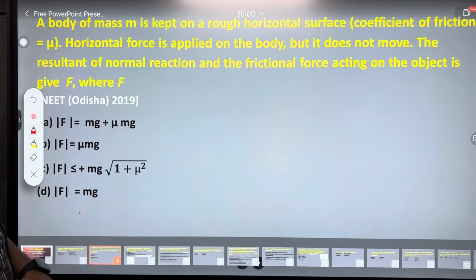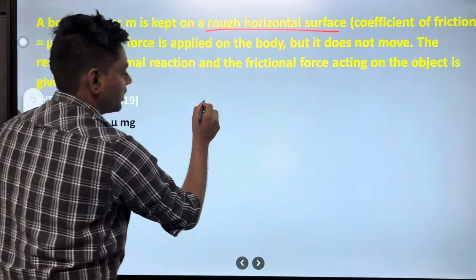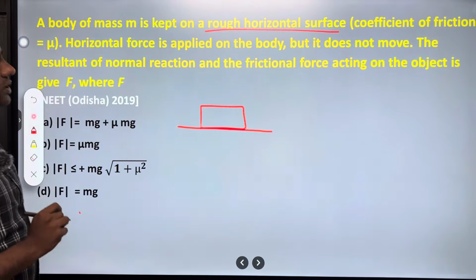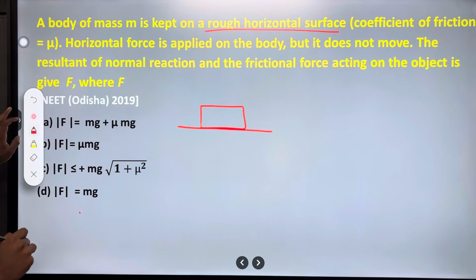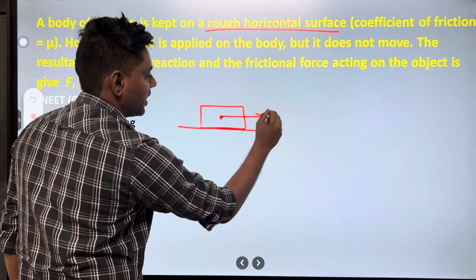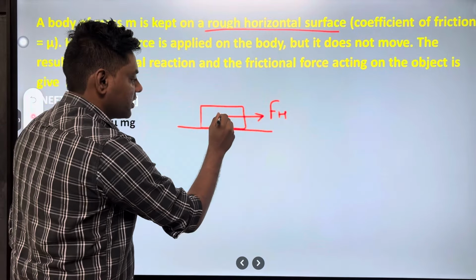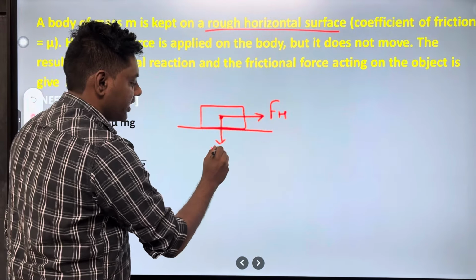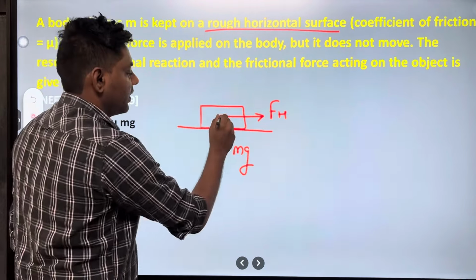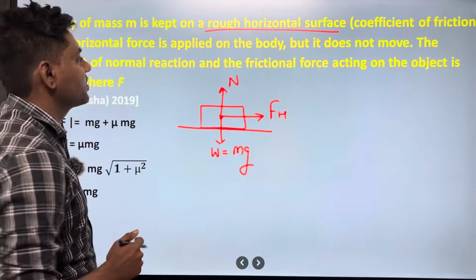A body of mass m is kept on a rough horizontal surface. So we draw the rough horizontal surface. This is the object placed on the rough horizontal surface having coefficient of friction mu. A horizontal force is applied, so here we apply the horizontal force F. We already know that the weight of the body always acts vertically downward, that is weight equals mg, mass into acceleration due to gravity, and the weight is always balanced by the normal reaction, which is perpendicular to the surface.